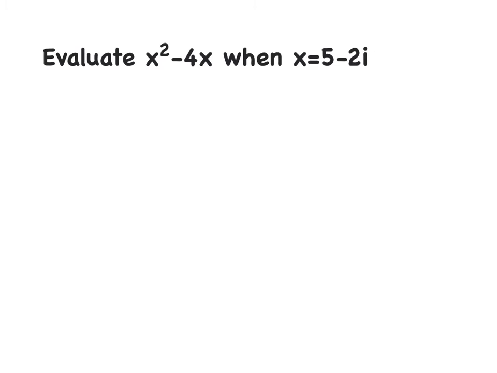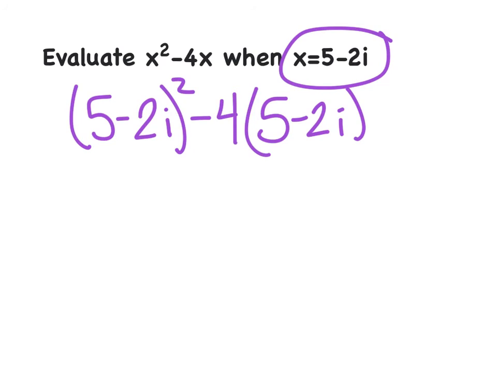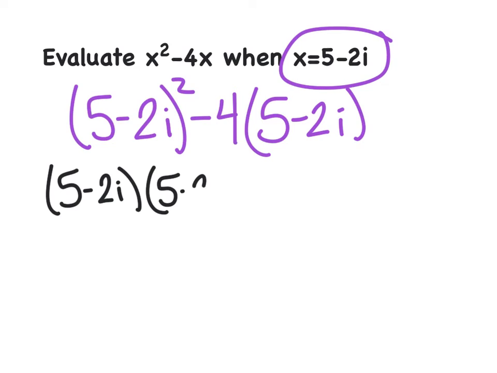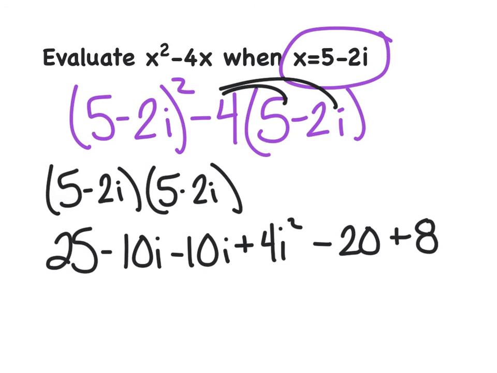All right, evaluate x squared minus 4x when x equals 5 minus 2i. So again, basically I'm just going to substitute this into the letter x, with parentheses of course. 5 minus 2i squared minus 4 times 5 minus 2i. Okay, so again, squared is repeated multiplication, so I'm just going to write it twice. FOIL that out, so I get 25, let's see, minus 10i plus 4i squared. And then I'm going to take this negative 4 and distribute, so that's going to get me a negative 20 plus 8i.